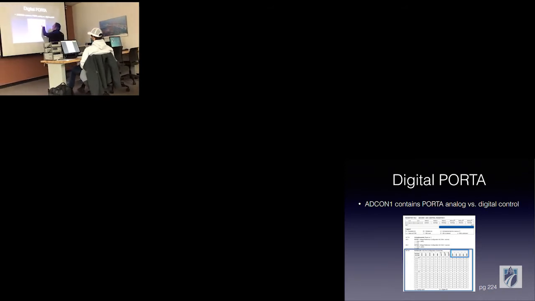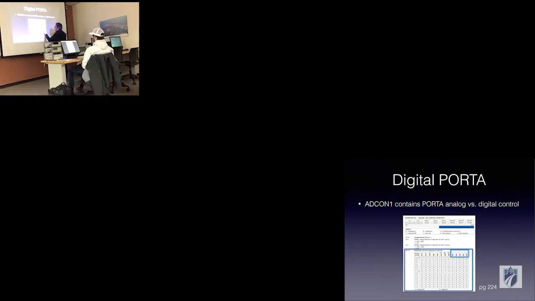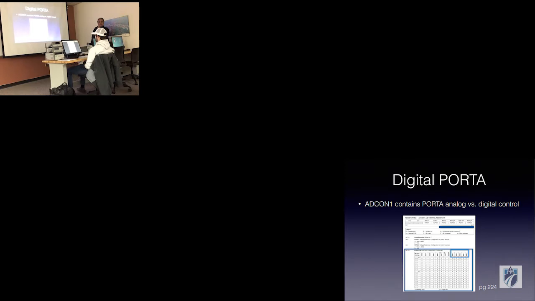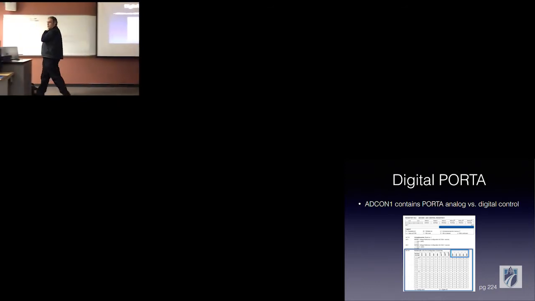Now check this out. If I put 1, 1, 1, 1 here, every single analog circuit will actually be configured as a digital pin. See that? Does that make sense? So if you want 0, 1, 2, 3, and 4 to be digital, all of them, you're going to have to put an F in here. You see that? So this was chapter 19. It's in register 19-2. It's called ADCON1.